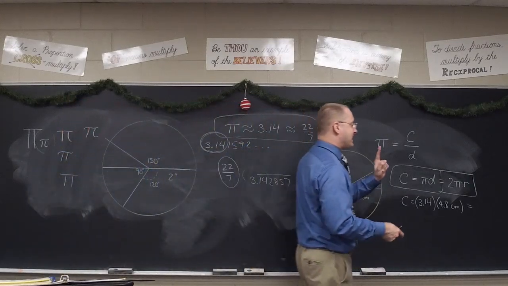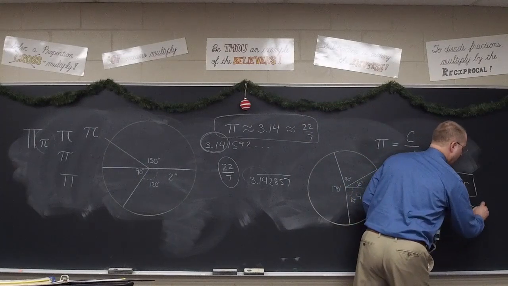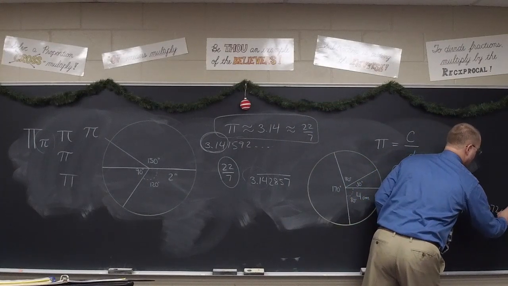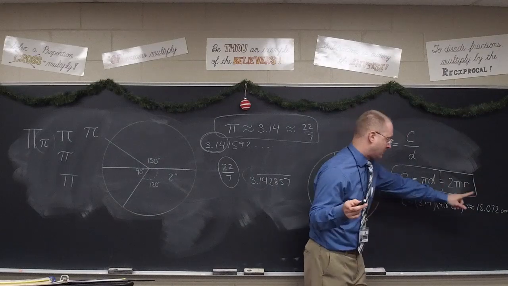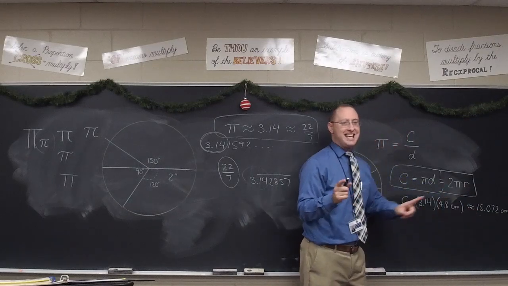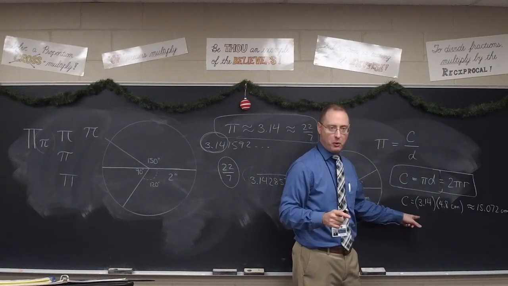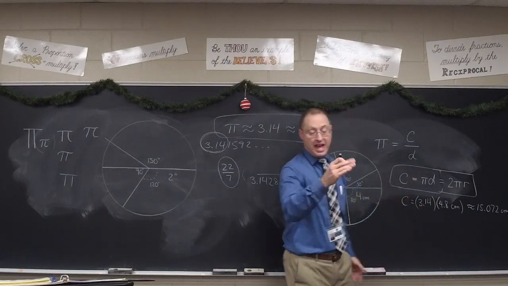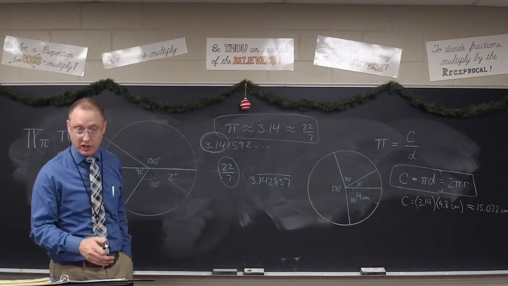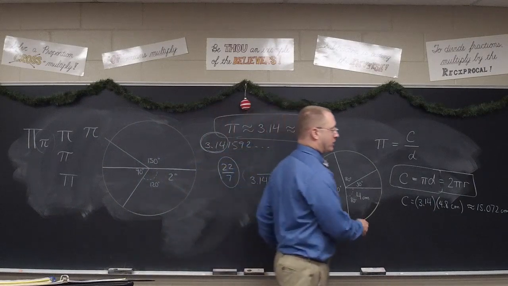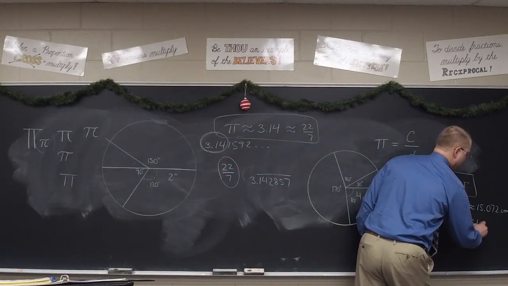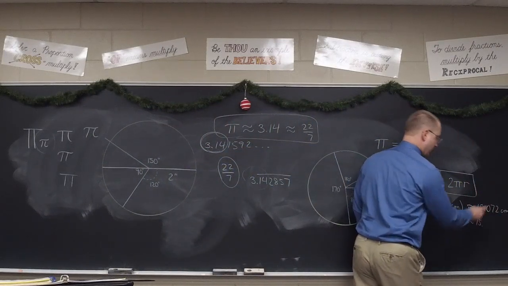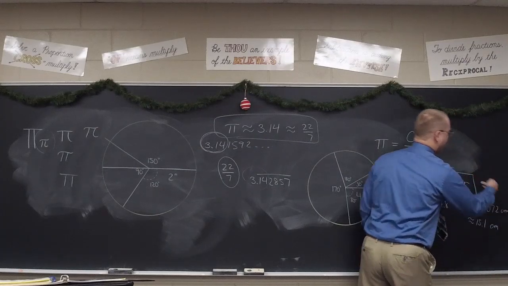15.072. But it's actually approximately 15.072 centimeters. Why is it approximately that? Because pi isn't actually 3.14. It's approximately. Even then, it said apparently they wanted to round to the nearest tenth. So if we round to the nearest tenth, class, we'll get approximately 15.1 centimeters, because the 7 bumps the 0 up.